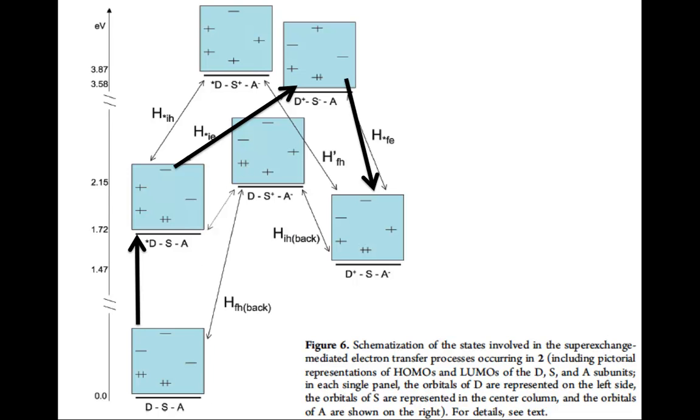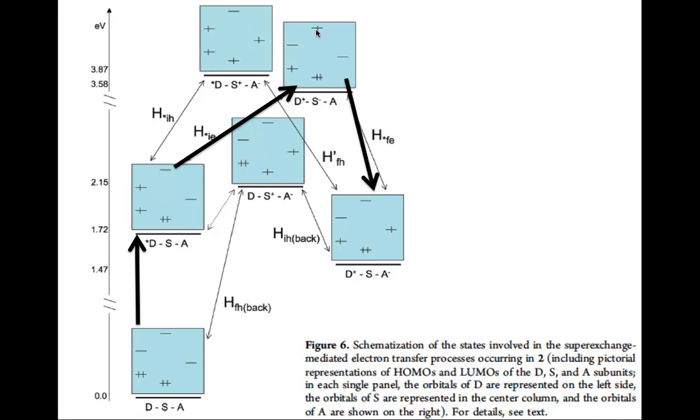So if we summarize everything, you have your ground state DSA complex. It gets hit with light and gets excited. So now you have your excited donor system and then your SA. From here, the excited electron gets transferred into a virtual state of the spacer. So you have a D+ S- A system.